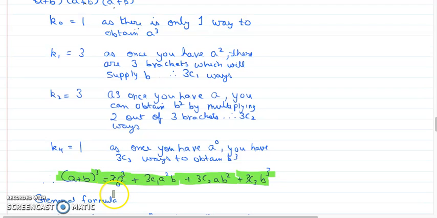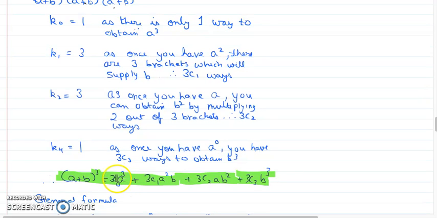Yes, sir? Wouldn't it be for b cubed, wouldn't it be 3C1? For the b cubed part? No, it'll be 3C3 because you have 3 brackets and you're making a choice of all 3 brackets to multiply.